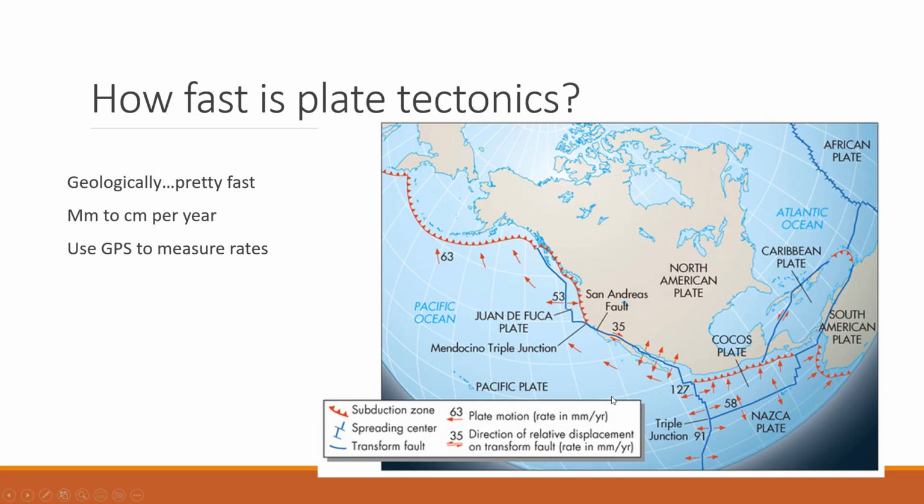So for example, these are all in millimeters. Like down here we have 127, so that's 12.7 centimeters. This is 5.3 centimeters. This is pretty significant. So this happens pretty fast geologically.